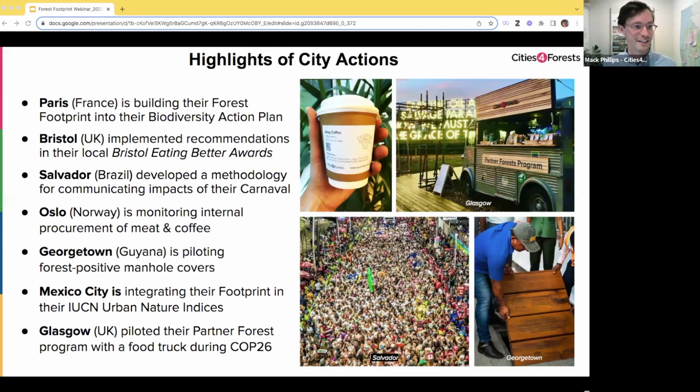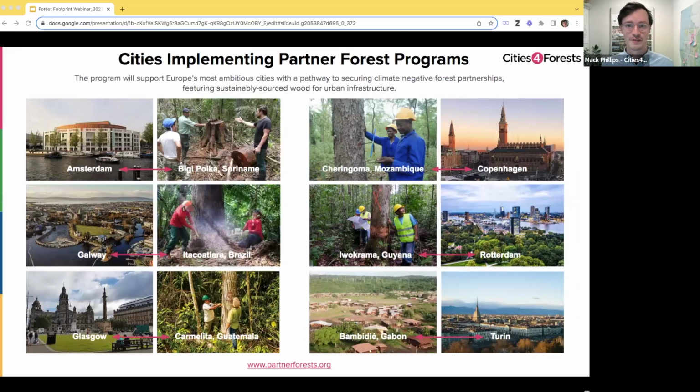Scott, I did have this in my slideshow, but it was frozen. I'm going to skip over these partner forest examples. These are great. We welcome you to go and look. If you're wondering more about this, this is an action under the action plan. Everything in our work is connected. More detail on this is at partnerforest.org.